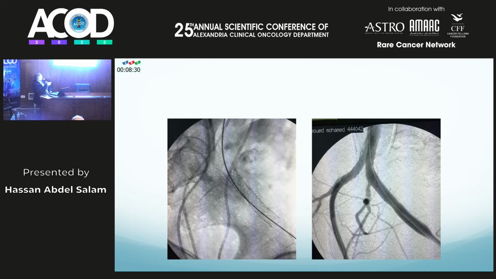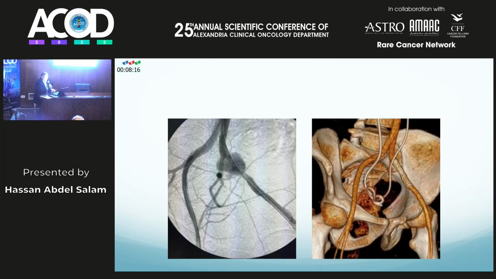So this is the covered stent. Of course, you can't see the fabric, but you can see the metal. So this is the image after we put our covered stent. You can see the flow is maintained within the artery and there is no contrast extravasating outside. This is the pre-image. You can see the contrast.